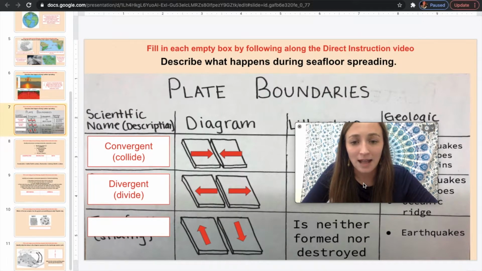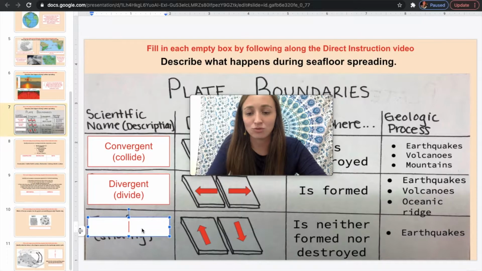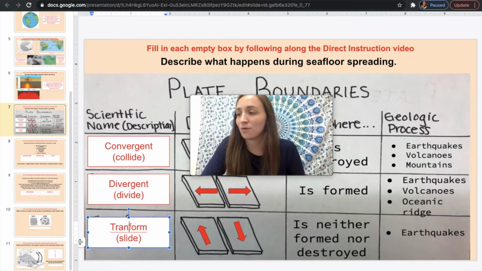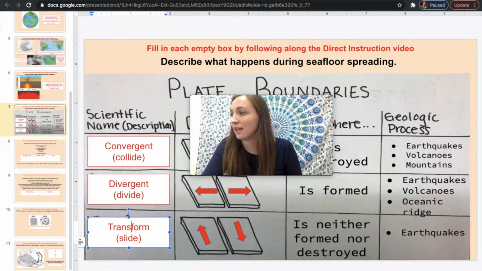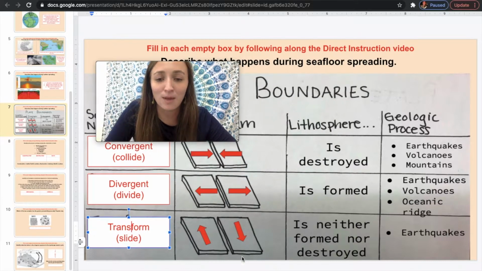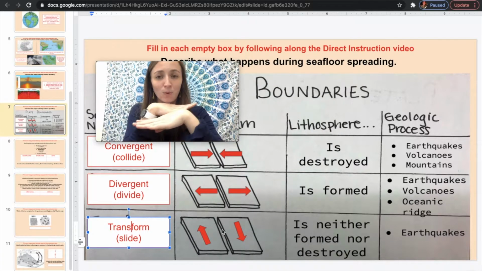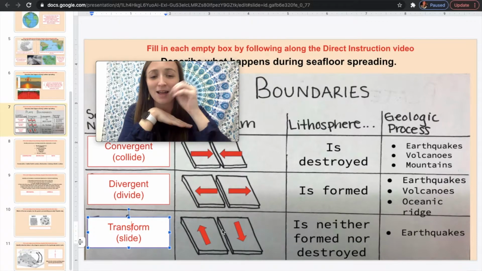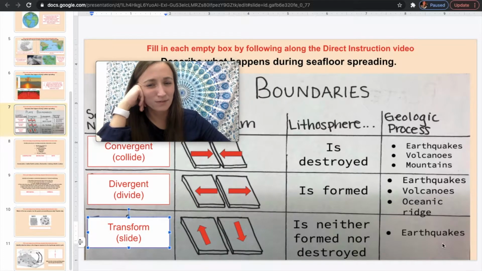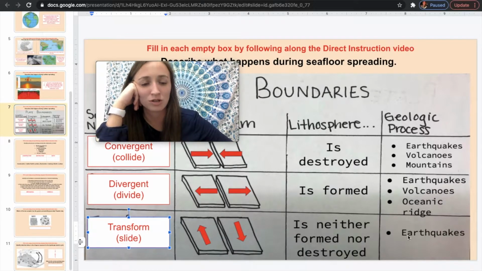Okay, lastly, we can have a transform boundary. And here, think slide. So transform boundary, we are sliding. Okay, so we know we're looking at a transform boundary when you have those arrows pointing past each other because they're sliding past each other, okay? And really, you're not going to have any landforms being made at a transform boundary. You're just going to have some earthquakes happening.